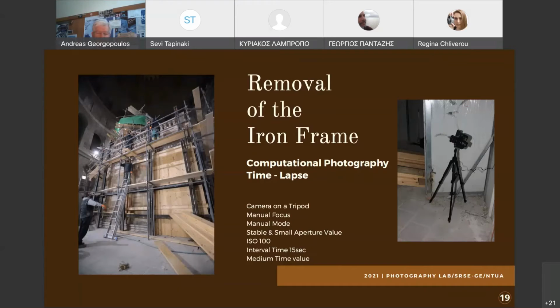Then we used the lowest ISO sensitivity, targeting noise reduction. We set the interval time to 15 seconds. That means the camera was taking a shot every 15 seconds. About 6,000 photos were taken, which means we had a lot of editing. The camera was plugged in all the time, so we didn't have to worry about the battery. Finally, a medium time value was chosen in order to freeze as much as possible the movement of people passing in front of the camera.